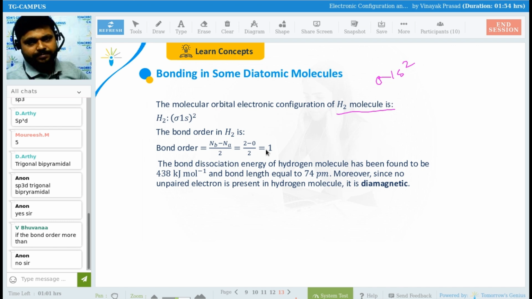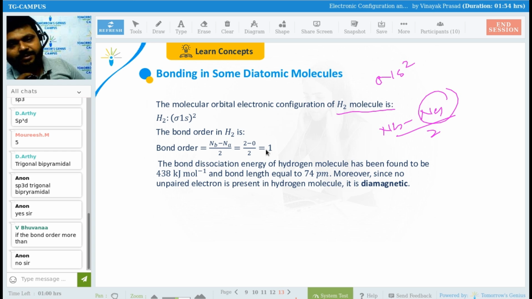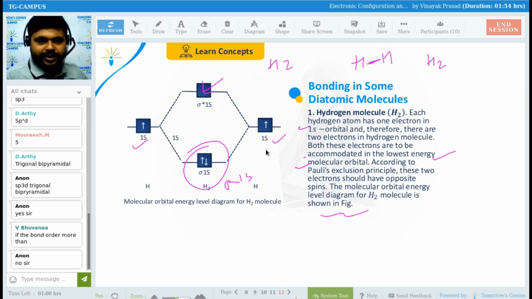Getting my point, everyone? So the bond order will be what? Bonding minus anti-bonding upon 2. So there is no molecule... there are no electrons in the anti-bonding, right? There are only bonding electrons. You can see here in the diagram also.